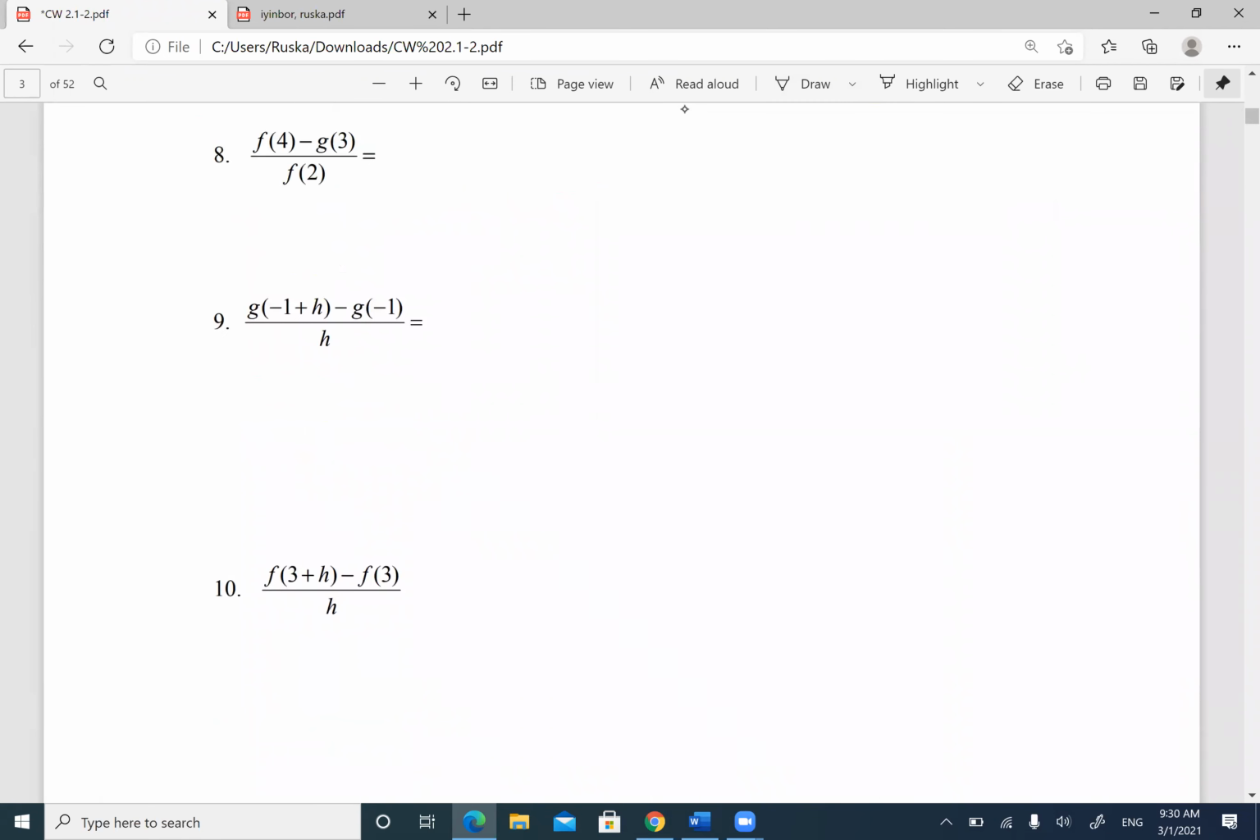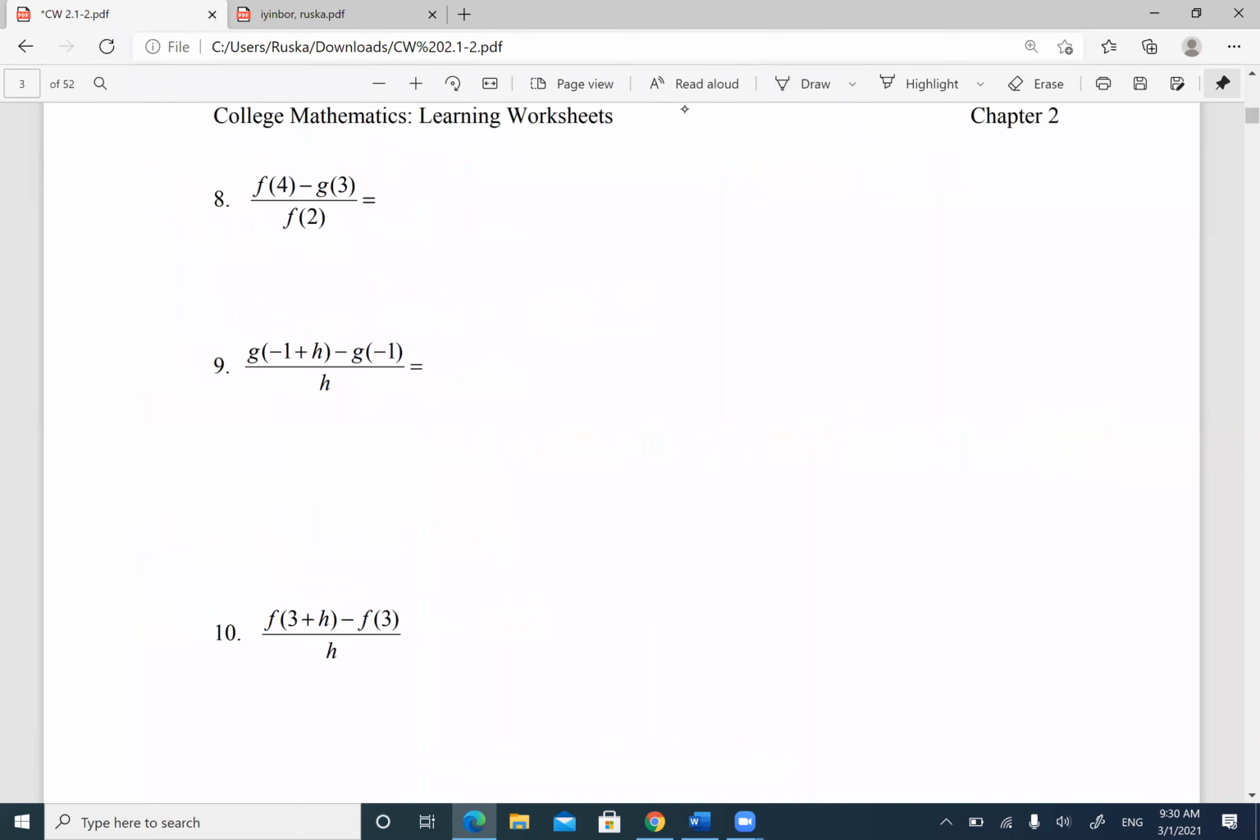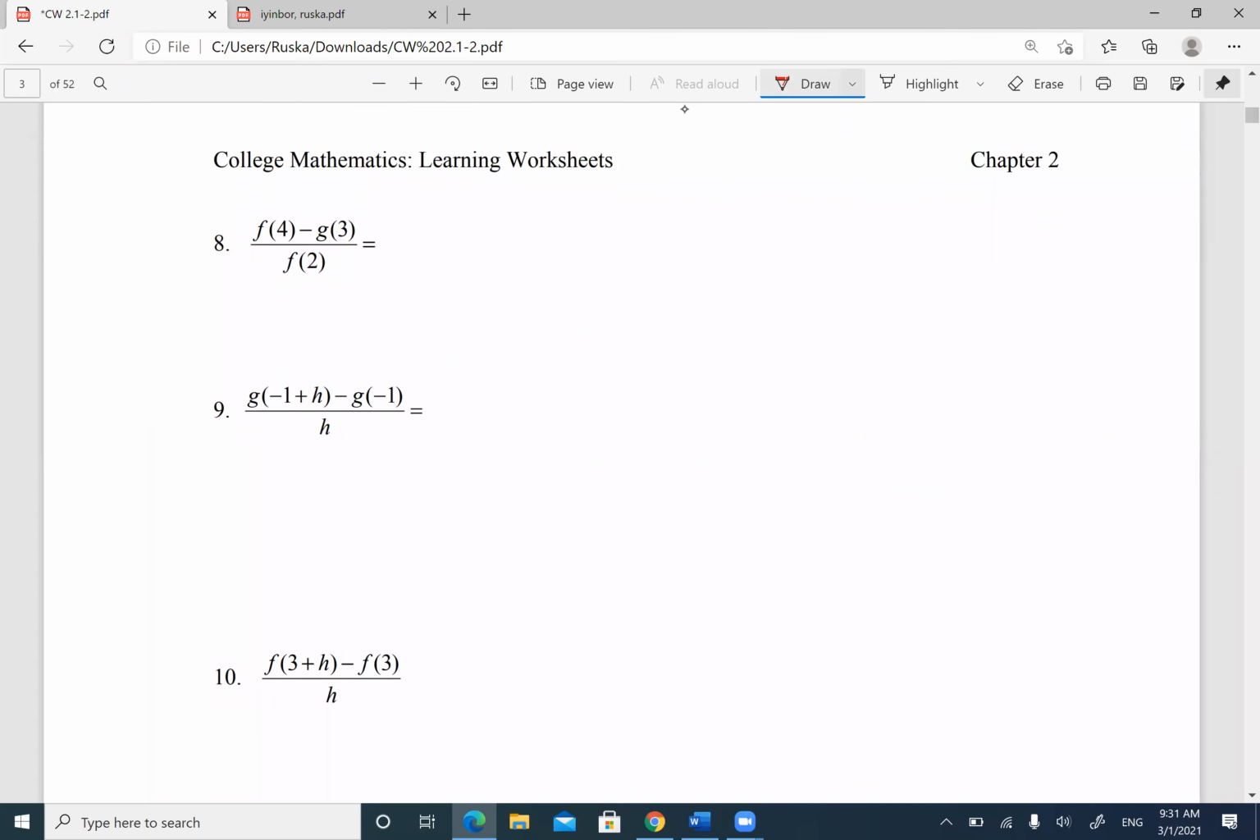And then these, the last 2, 9 and 10, are a little different. You have to plug it in. H is there, okay? It's not just a number. So number 8 is the last one we have where you plug in only numbers. So here what you have to do, we have to find what is f of 4, then g of 3. So I need to put f of 4 minus g of 3 over f of 2. So let's find all these 3 numbers.